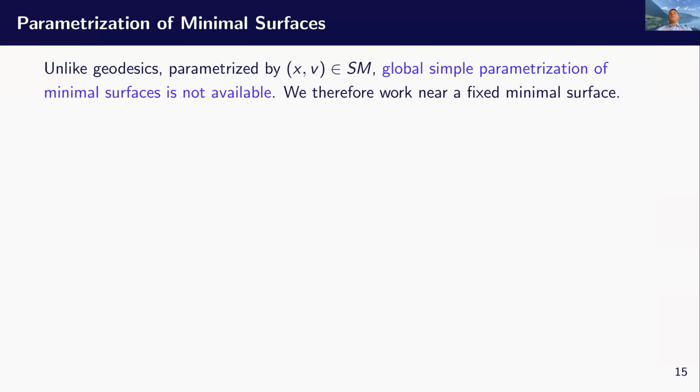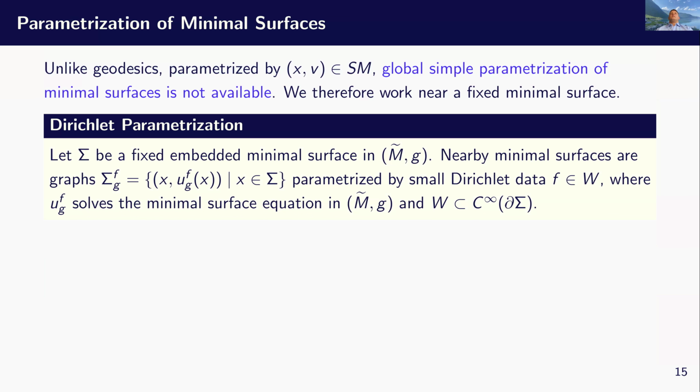So unfortunately, unlike for geodesics, which you can parameterize, for example, by unit sphere bundle, so points x, v in this SM unit sphere bundle, there actually is no global simple parameterization for minimal surface in general available. So for this reason, we work near a fixed minimal surface. So we fix a minimal surface at the beginning. So let now sigma be a fixed minimal surface in this M tilde, g. Then I can consider variations of this sigma.